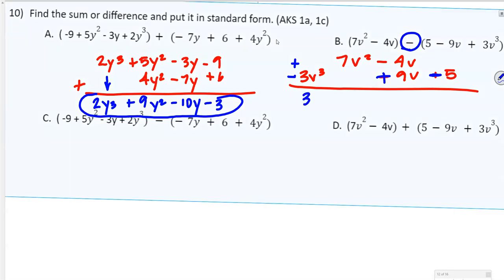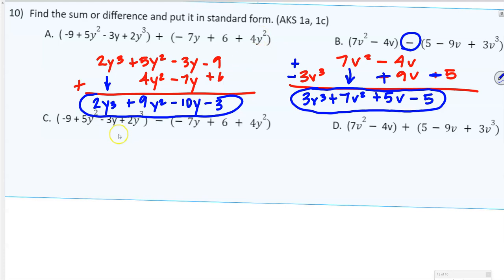So we got the 3v to the third. Then we're going to bring down this one, plus the 7v squared. 9 minus 4 is 5v, and then we got a minus 5, right? So there we go. Now don't forget to change the signs of everything, okay? All right, the next one's going to be similar, but a little different.